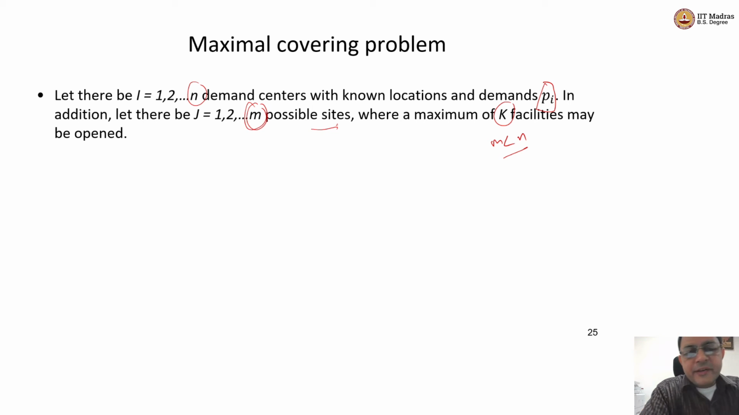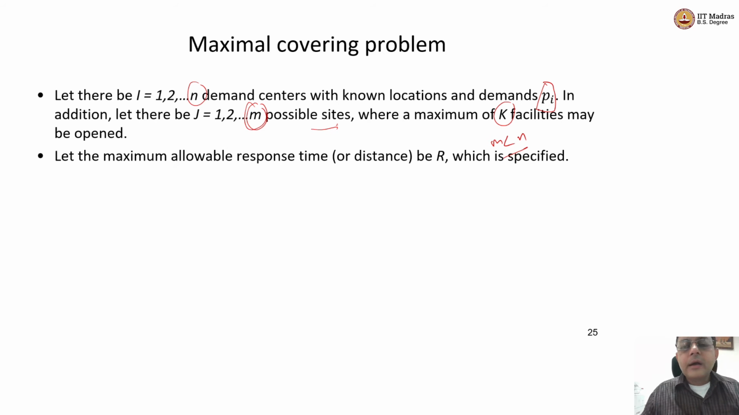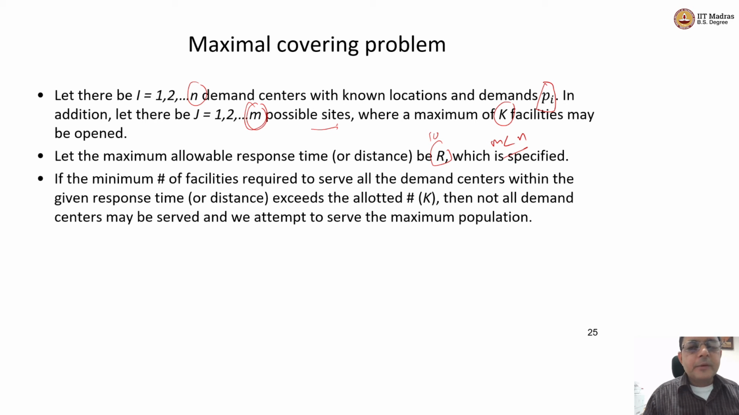So how many facilities can I have? There are m potential sites, but out of these m potential sites, I am going to open facilities only at k number of these locations. Let us say that the maximum allowable response time is r, which is what we were saying, right? Maximum allowable, which is that 10 minutes, maximum allowable response time, or the distance. It may be specified in terms of distance, 40 miles or 10 minutes. Think about fire tenders, emergency services or ambulance services, right? There you would want to impose these kinds of constraints.